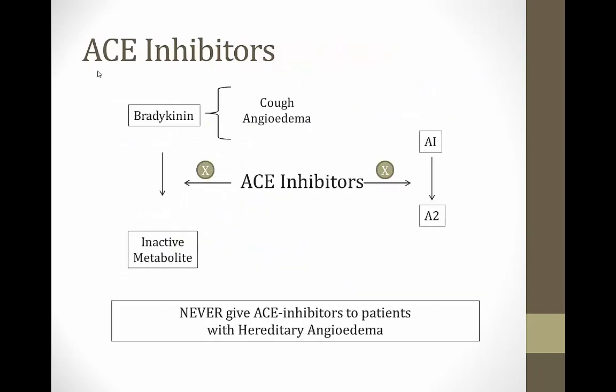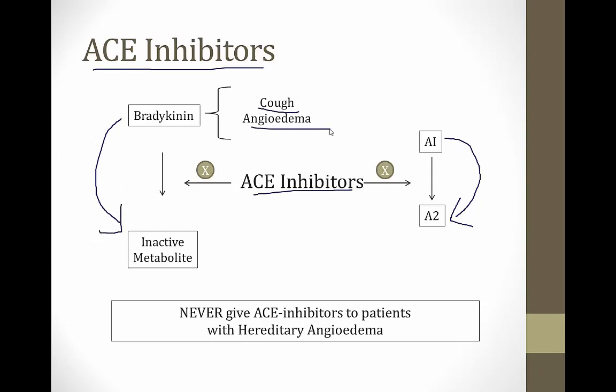A very high-yield feature of hereditary angioedema for board exams is to know the fact that these patients should never be given an ACE inhibitor. Recall that ACE inhibitors block the conversion of angiotensin 1 to angiotensin 2. They're used as antihypertensives and they're used in heart failure. But they also block the breakdown of bradykinin, and this is what leads to two of their important side effects. One is cough and one is angioedema.